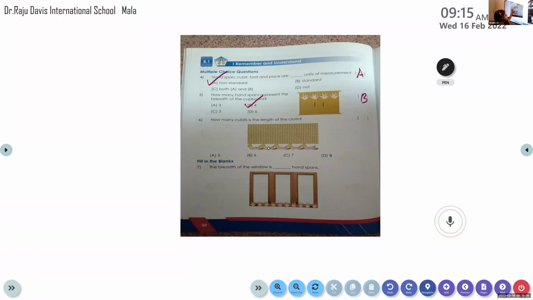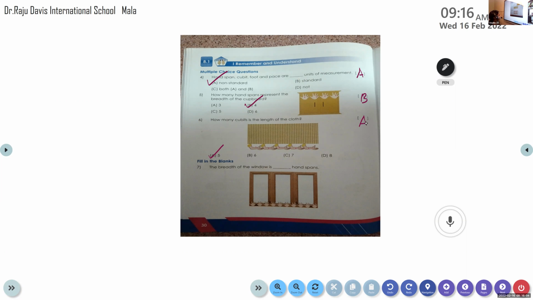1, 2, 3, 4, 5. So how many cubits? 5. Option A, 5. Write capital letter A inside the bracket. Then we have, please mute your device.